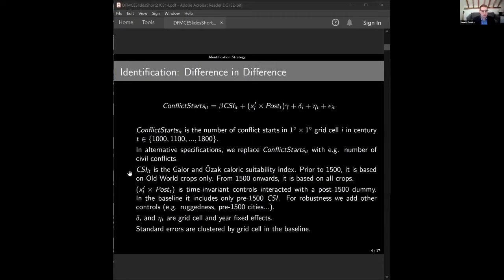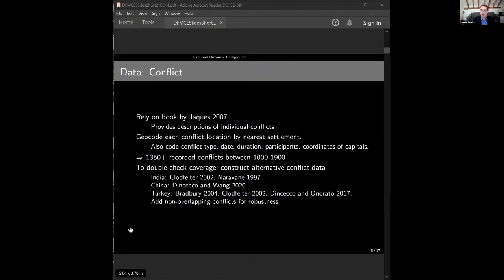So the variable that might be most unfamiliar is going to be the Galor-Özak caloric suitability index. It's only going to have 2 values for every grid cell in the data. It's going to have 1 value before 1500 and 1 value after 1500. That change is going to be based on the fact that before 1500, you can only cultivate old world crops in the old world, but after 1500, new world crops become available. The controls that we're going to include are going to be rather standard in this literature, and in the baseline, although of course we can do things like Conley standard errors as well, we're going to cluster by grid cell.